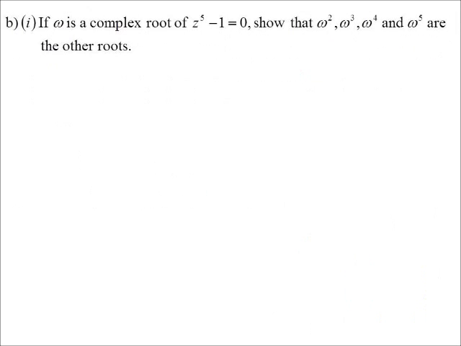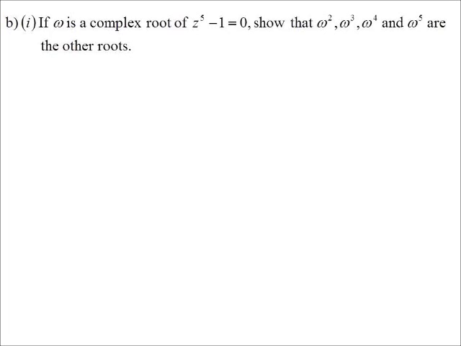All right, let's stick with this particular problem then. So omega is going to be one of the complex roots. Now, when they say the complex root, they're talking about the root that contains an imaginary part. Okay? So, in other words, it's not 1, it's one of the others. We're going to also show that omega squared, cubed, to the 4, and to the 5 are the other roots of the equation.